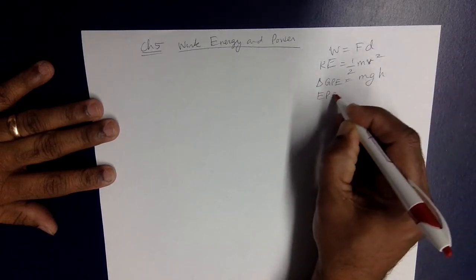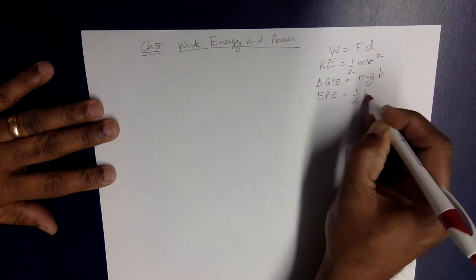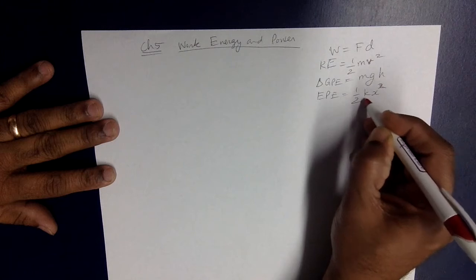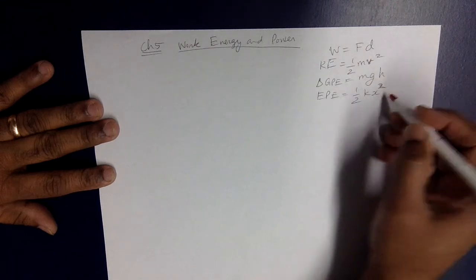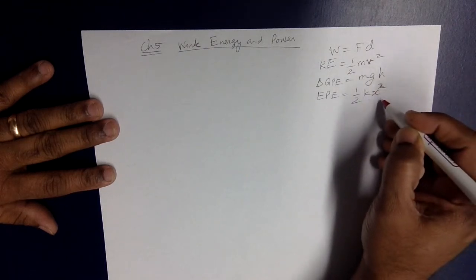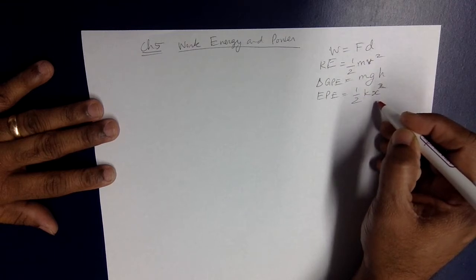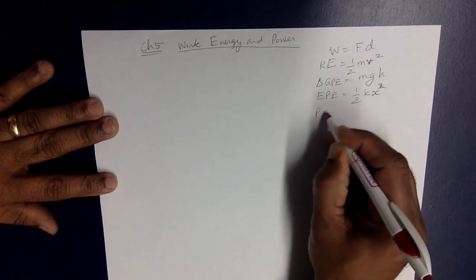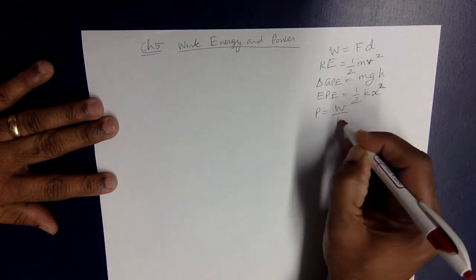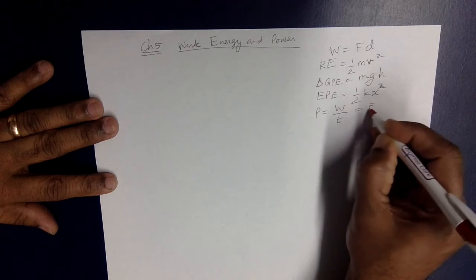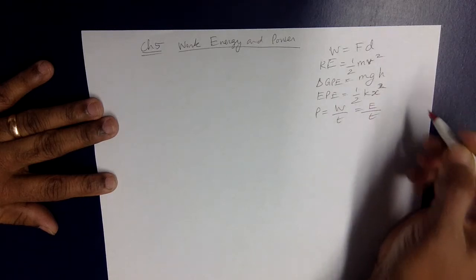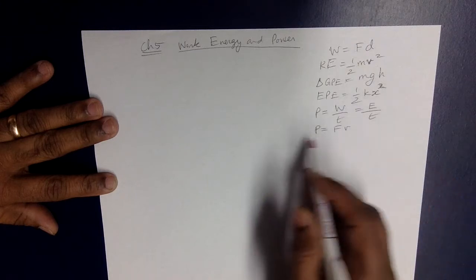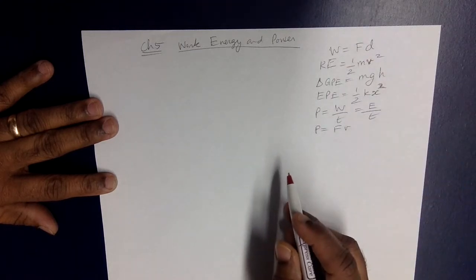Now, elastic potential energy is half kx squared, where k is the force constant of the spring or stretchable material, and x is the extension. Then we've gone through power as work over time or energy over time. We also went through power as force times velocity. So you must be familiar with all these equations.